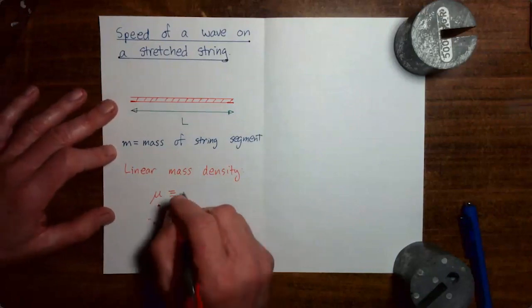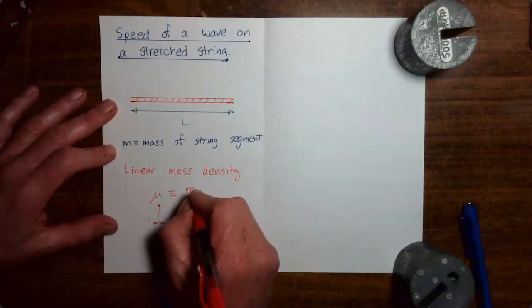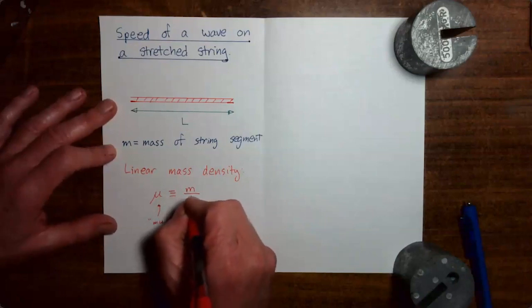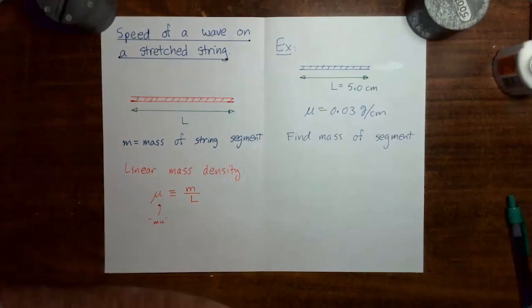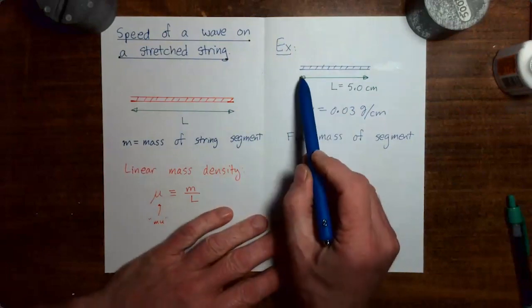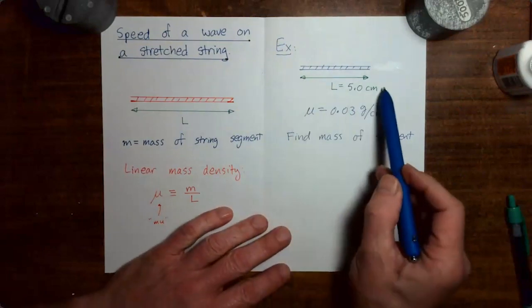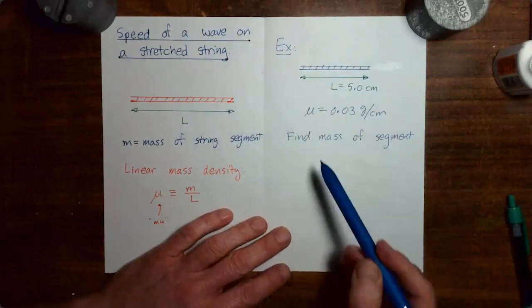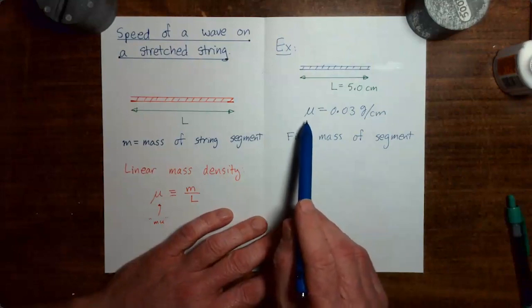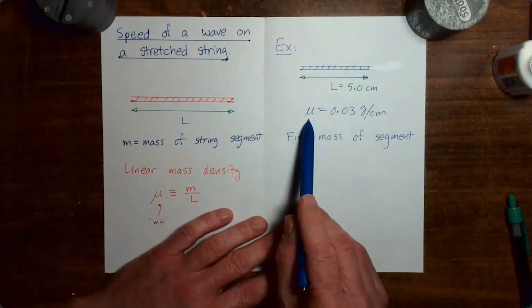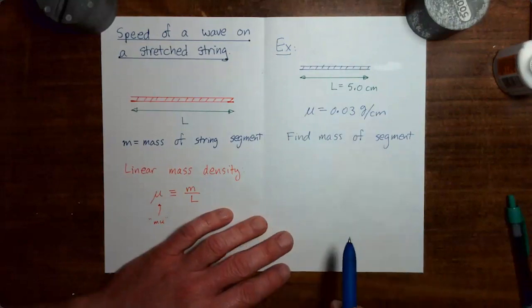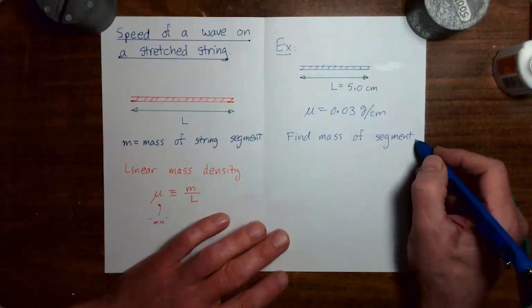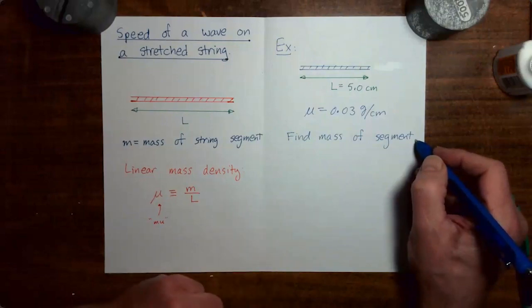It is defined as the ratio of the mass of a segment of string to the length of that segment. Let's do a quick video to illustrate the use of the formula. Let's say we have a segment of string with a length of 5 centimeters. Let's say that this segment of string has a linear mass density of 0.03 grams per centimeter. And let's say that we want to find the mass of the segment.